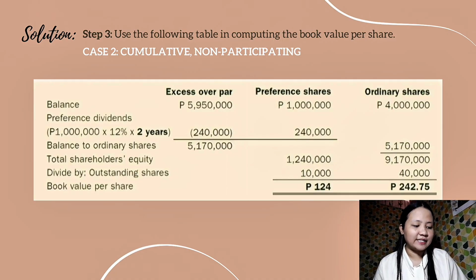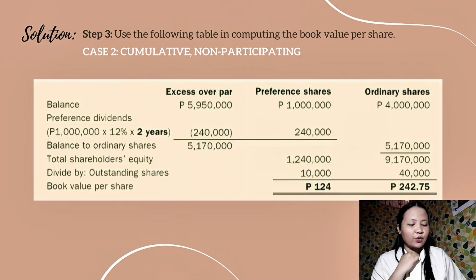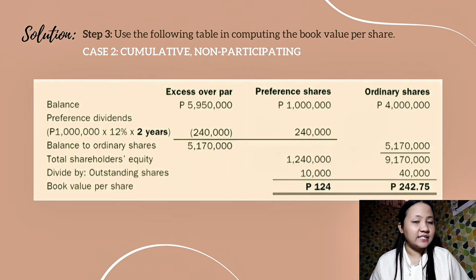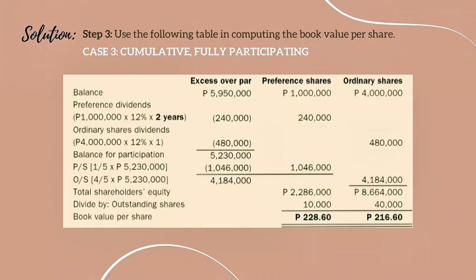That would give us a total shareholders' equity for preference share of 1,240,000 and 9,170,000 for ordinary shares. We then divide them by the outstanding shares of 10,000 for preference shares and 40,000 for ordinary shares, respectively. It would give us a book value per share of 124 pesos for preference share, and for ordinary shares we have 242 pesos and 75 centavos.